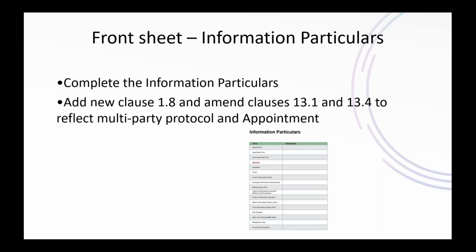In this particular case, also, as May has mentioned, you would add, if you wanted to, the new clause 1.8, and a slight tweak to the definition of party in clause 13. This is in the guidance, so have a look at that to see how we think that would assist. Next slide, please.